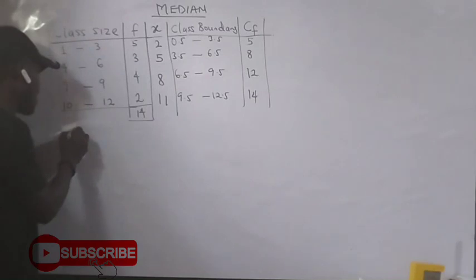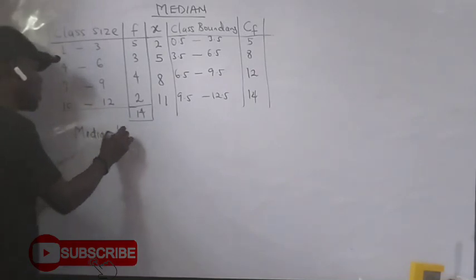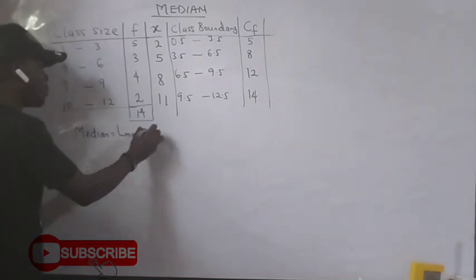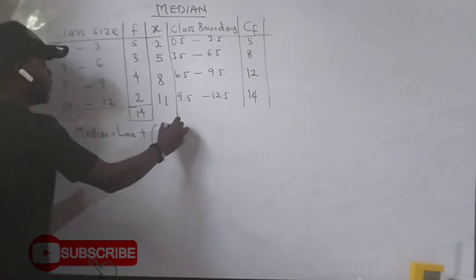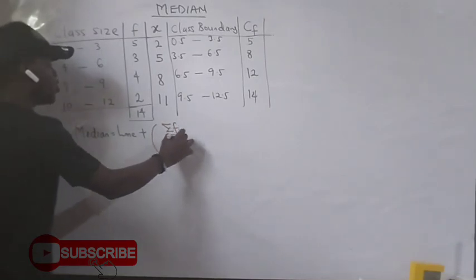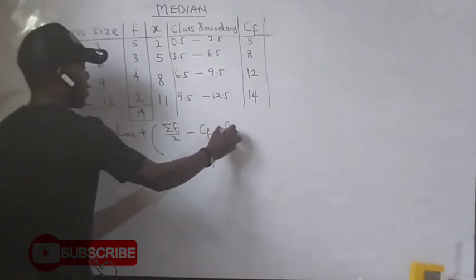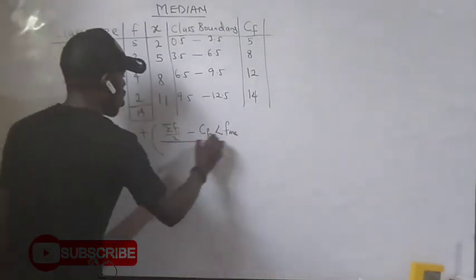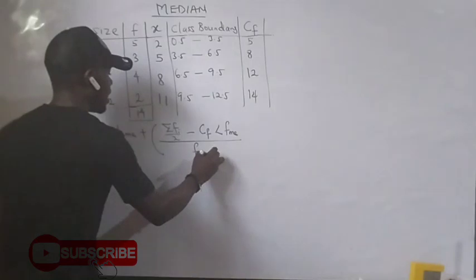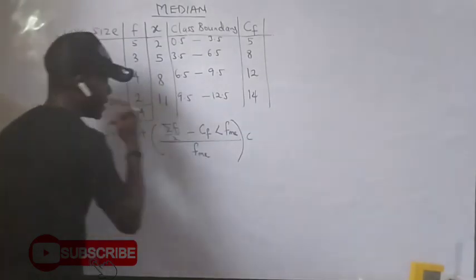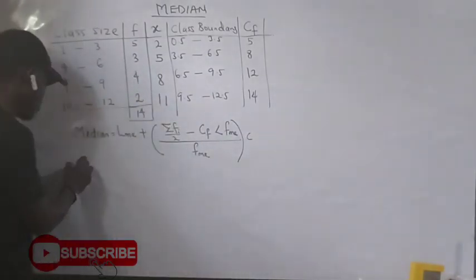I have the formula of my median, as you can remember, to be the lower class boundary of my median class plus my total frequency all over 2 minus the cumulative frequency less than the frequency of the median class, all over the frequency of the median class, all in brackets, times my class size. Then what do I do?